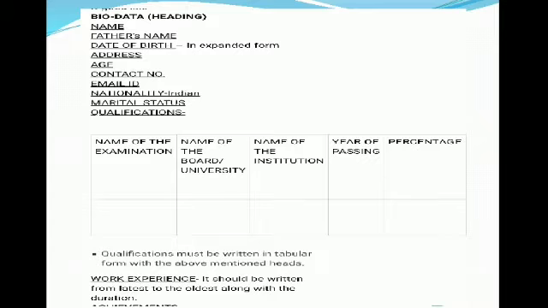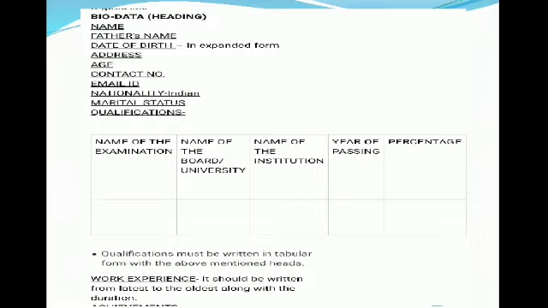After date of birth, then address, we have to write our full address. And then followed by age, so we have to mention years in view of our age. Then contact number, then email id, and then nationality, that's Indian. Then marital status, whether married or unmarried. And then qualification. So here qualification should be mentioned in tabular form. Here columns are there. In the first column, name of the examination, then name of the board or university, name of the institution, and then year of passing.